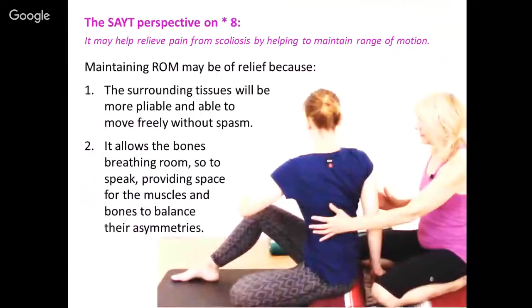Point number 8. It may help relieve pain from scoliosis by helping maintain range of motion. Maintaining range of motion may be of relief. This is what I believe, because the surrounding tissues will be more pliable and able to move freely without spasm. And it allows the bones some breathing room, so to speak, providing space for the muscles and bones to potentially balance out their asymmetries. If they're in a more confined space, they're going to be more restricted. If there's more space, they're going to be less restricted.